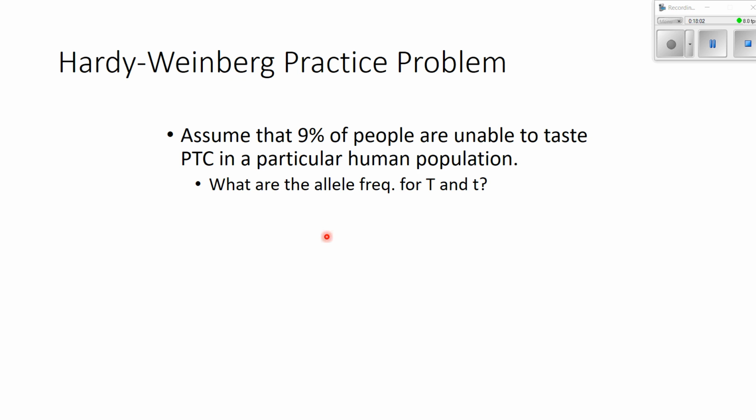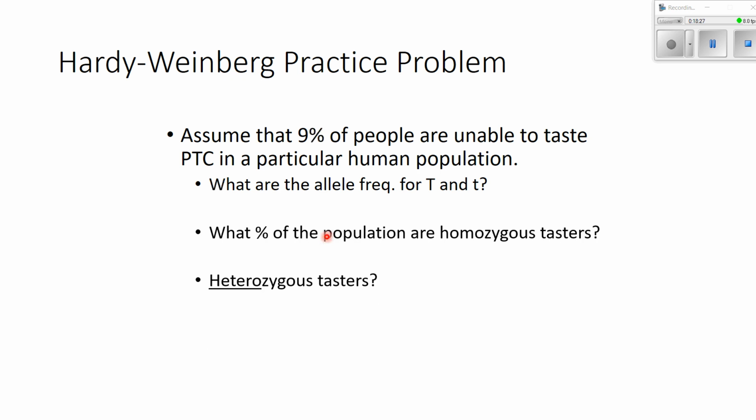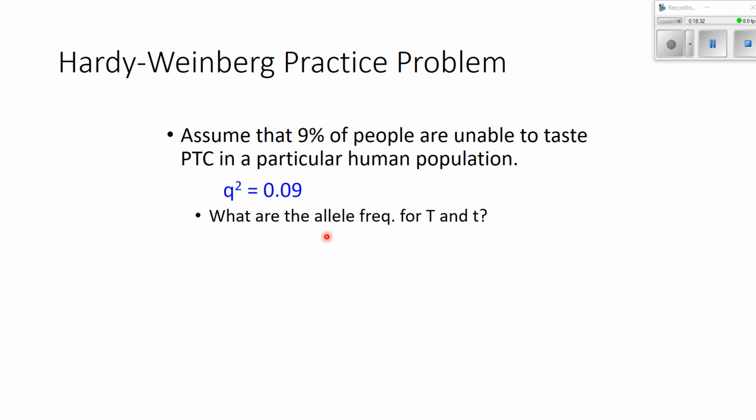Assume that 9% of people are unable to taste PTC. That's little t, homozygous recessive if they cannot taste PTC. What are the allele frequencies for big T and little t? All right, and we also want to figure out what percent of the population are homozygous tasters. Oh, and we want to also know what percent of the population are heterozygous tasters.